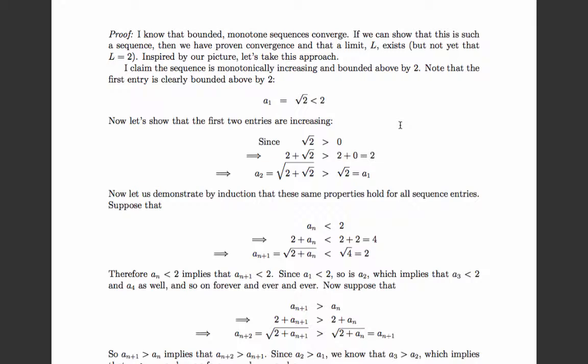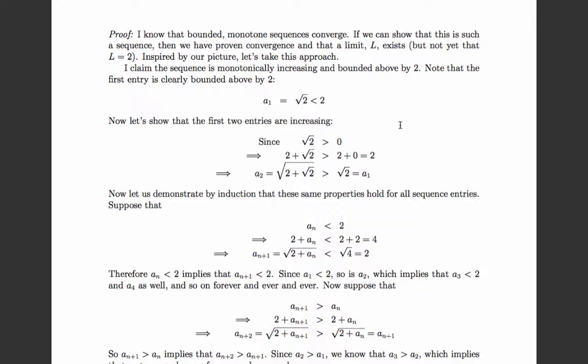So, again, I claim the sequence is monotonically increasing and bounded above by 2. Okay, well, it's clear that the first entry, which is the square root of 2, is less than 2. So, I've proven that the first entry is bounded by 2. Now just infinity minus 1 to go. That's an analysis joke, by the way. Infinity minus 1 is infinity.